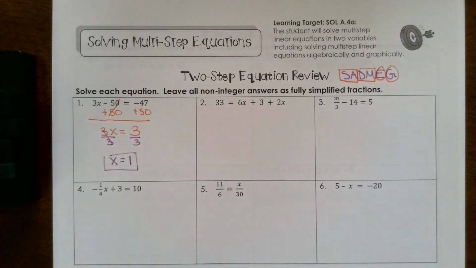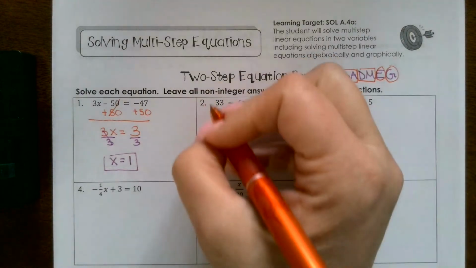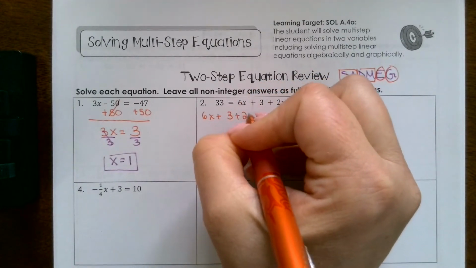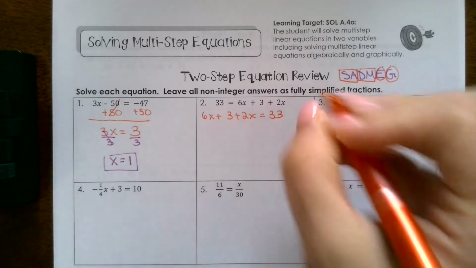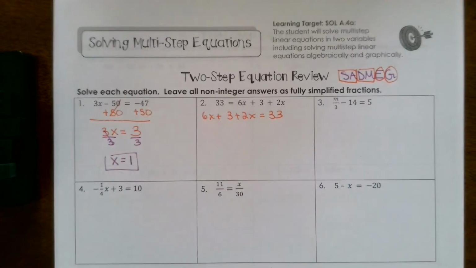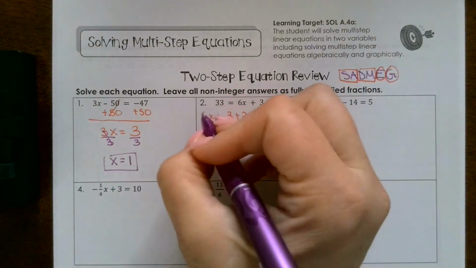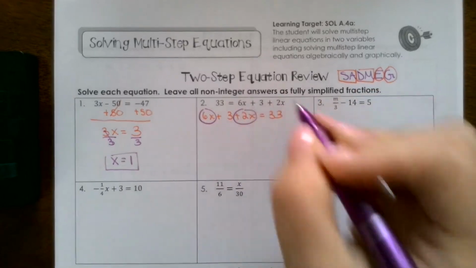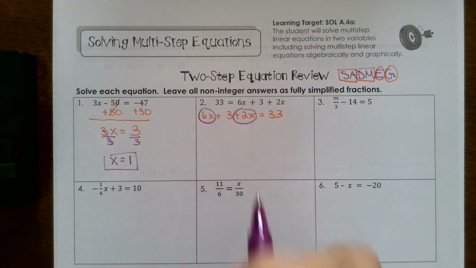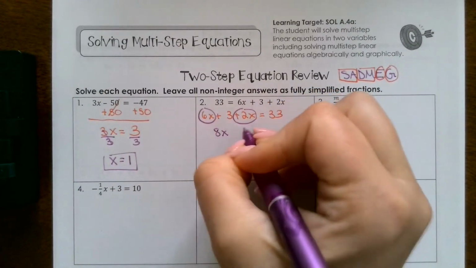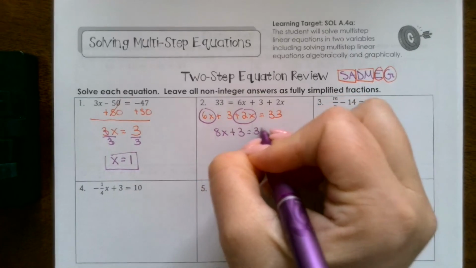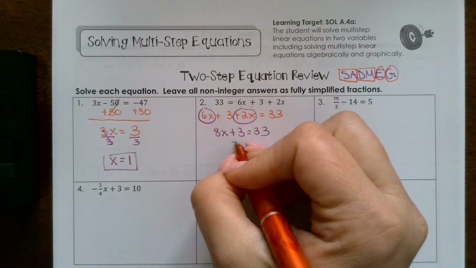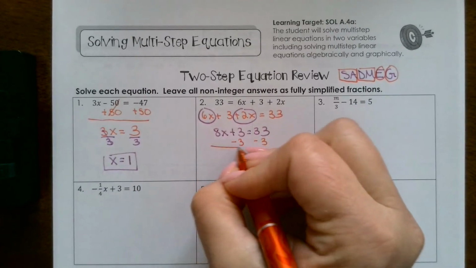Alrighty. In this next one, I'm going to use that symmetric property and get all of my variables over here. This is a little bit of an extra step. I do need to combine my like terms. I have a plus 6x and a plus 2x. 6x plus 2x is 8x plus 3 equals 33. I now need to subtract or add first. This is plus 3. I'm going to subtract 3 from both sides.